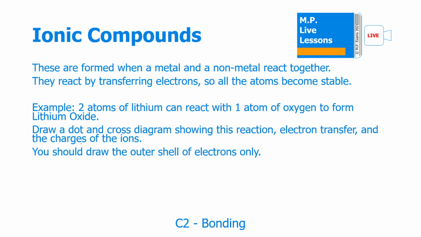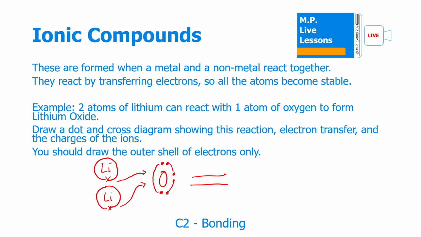So in this case, we have two atoms of lithium with one electron on their outer shell with an X. And I've got one oxygen atom with 6 electrons on their outer shell, which I'll draw with dots. Now it needs 8, so it can gain 2 electrons. So these two will get transferred.